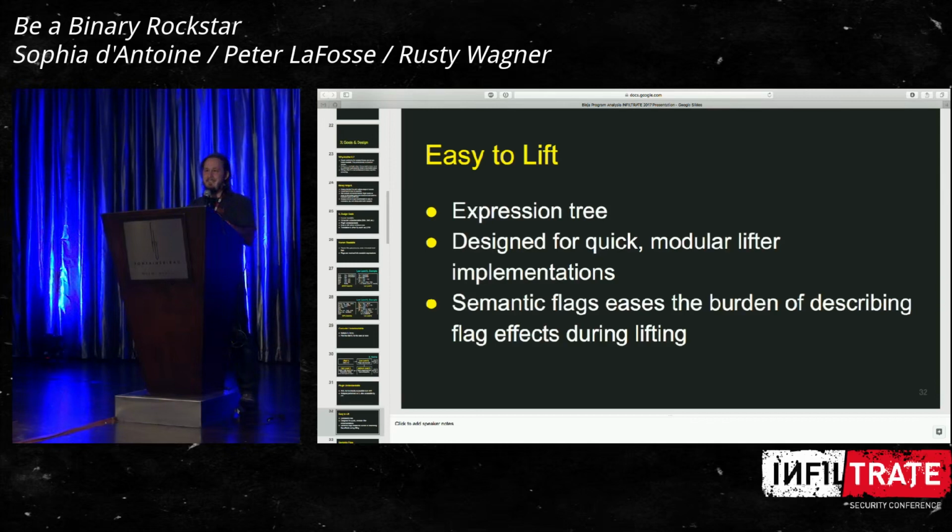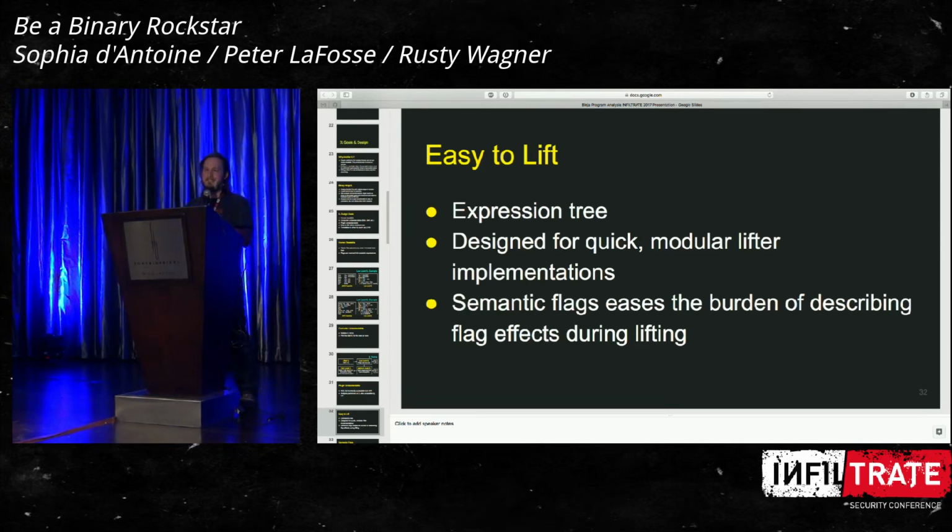So again, we want it to be easy to lift new architectures. So as Peter hinted at earlier, it's an expression tree. So basically, this allows you to write a modular lifter implementation. For example, in x86, an operand can be either a register or memory oftentimes. So you could write a function that says read operand, and you can just, at that point, decide, is it a register or is it memory? And you create an IL expression for that read from memory or register, and it returns the IL expression. Then you can use that in all of the instructions that could use that to easily build a modular approach.